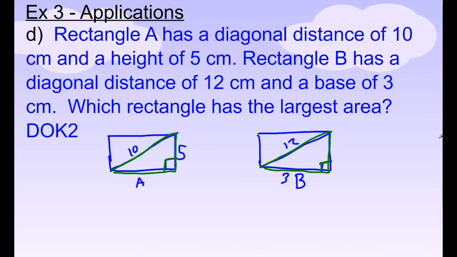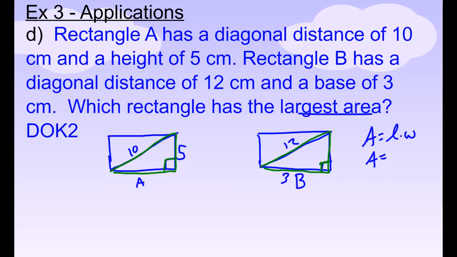But we're trying to find out which rectangle has the largest area. To find the area of a rectangle, the thing that we want in the end, is length times width. For both of these, I know one of those pieces. This one has a width of 5. This one has a width of 3. But for both of them, I'm missing the other piece. I need the length and the width, and I don't have it. But using the Pythagorean theorem, we can find it for both of them.